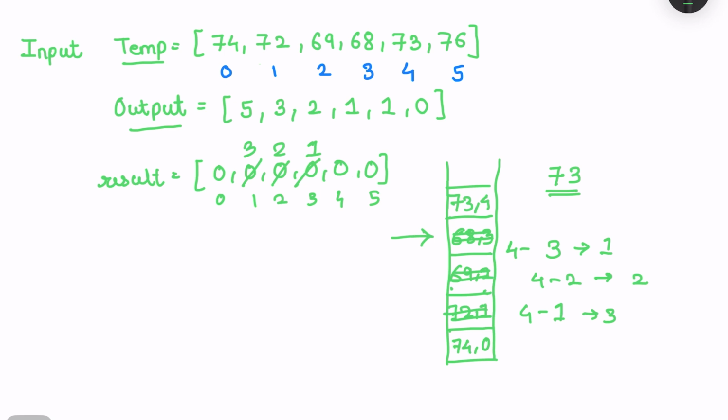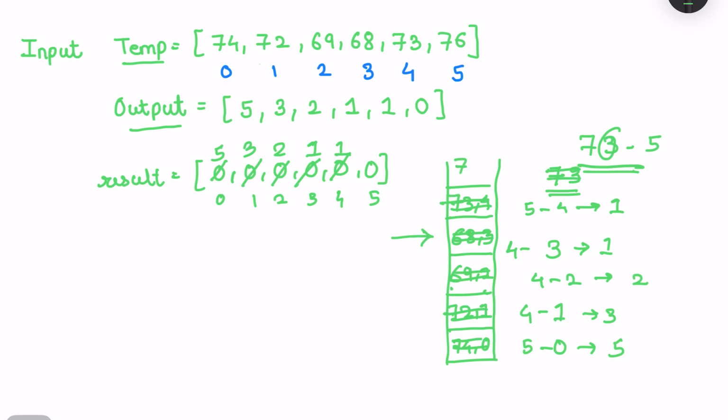Then next is 76. Now 76 is greater, right, and its index is 5. So 5 minus 4 gives me 1, so at index 4 it should be 1. I'll remove this from the stack. Now I'm left with 74. 76 is greater than 74, correct. Index 5 minus 0 is 5, so at index 0 I'll put 5. I'll remove it. Now I'm left with just 76.